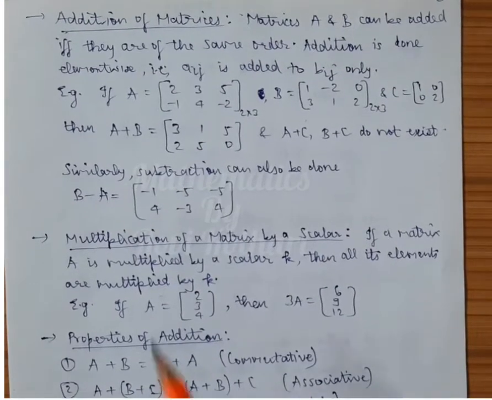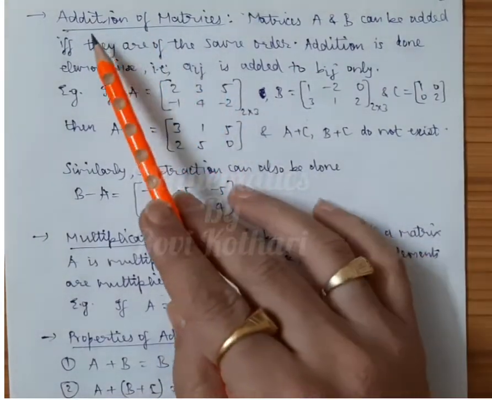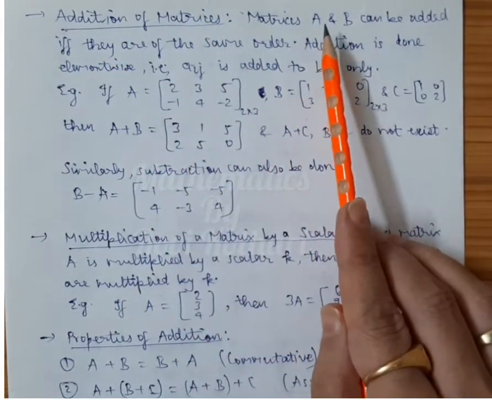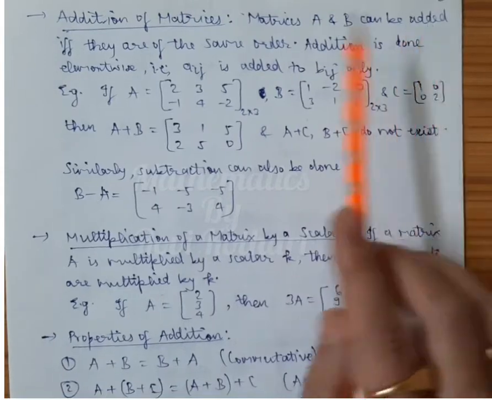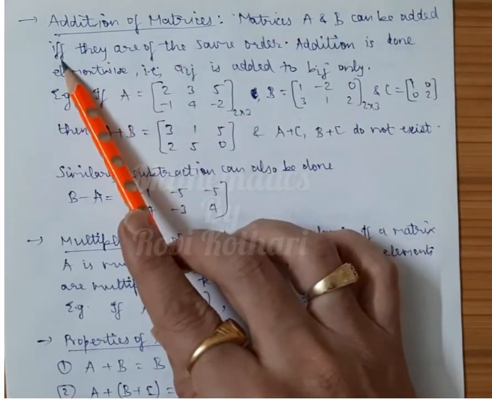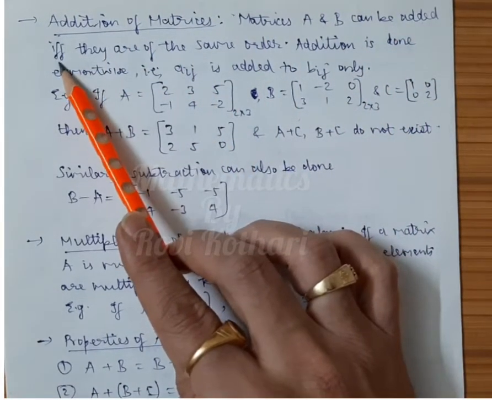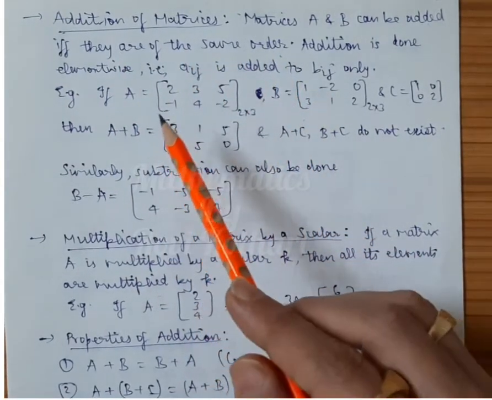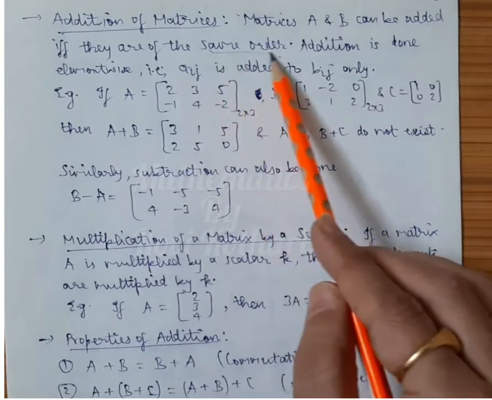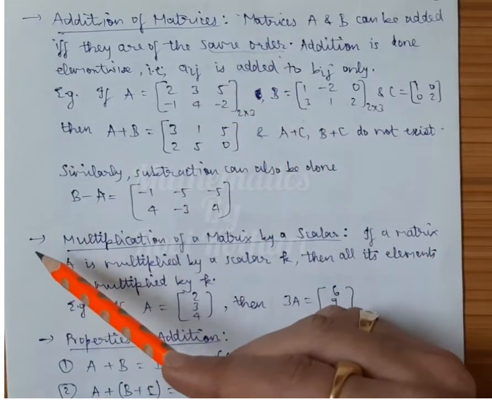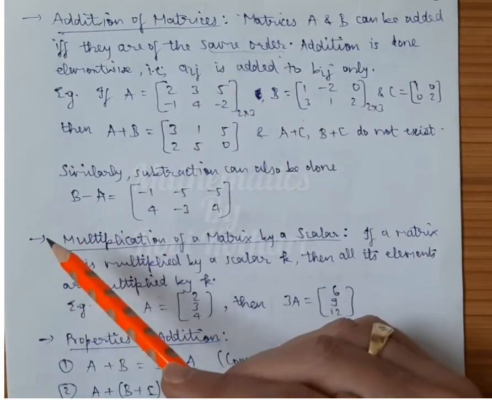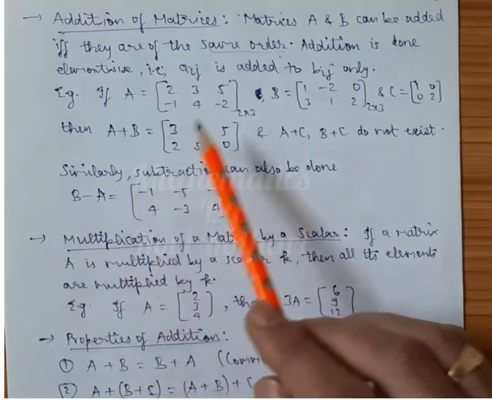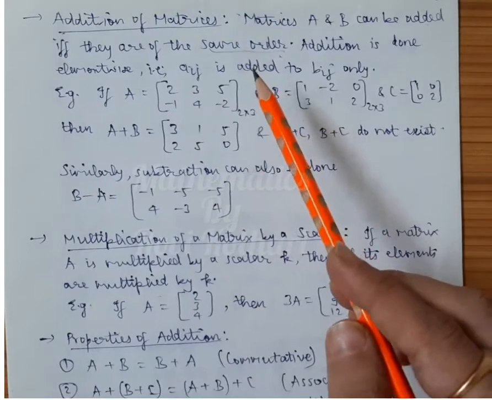Let's see the next topic, which is addition of matrices. How do you add two matrices? Matrices A and B can be added if and only if, I double say if and only if, they are of the same order. So the first thing for two matrices to be added together is that they should be of the same order. Otherwise they cannot be added. For example, you cannot add a 1 by 2 and a 2 by 1 order matrix. You can add a 1 by 2 with a 1 by 2 order matrix, a 2 by 2 with a 2 by 2 order matrix.